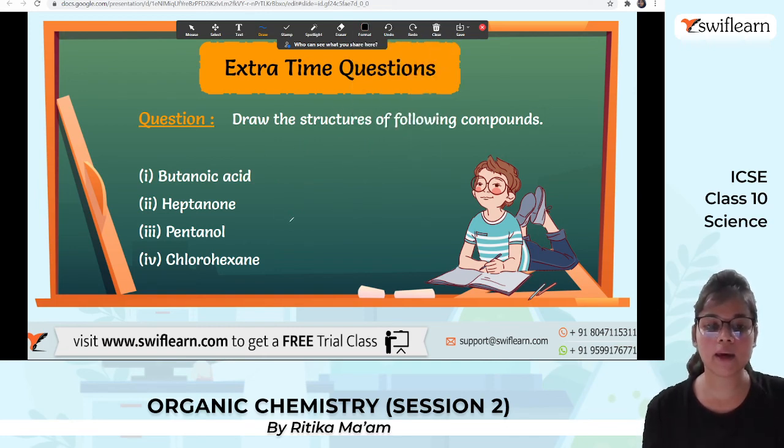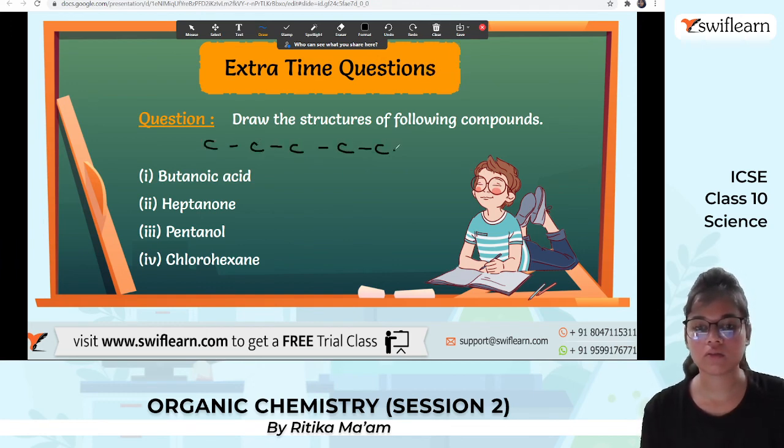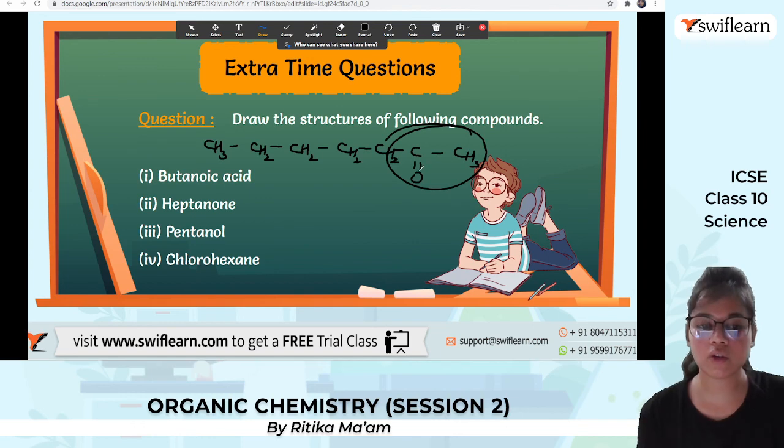Next, heptanone. The functional group here is ketone. So heptanone means 7 carbon atoms. I'll just draw it here. First of all we have drawn these carbon atoms, then we will fulfill the valency needs. And here what are we doing? We are adding the ketone group.